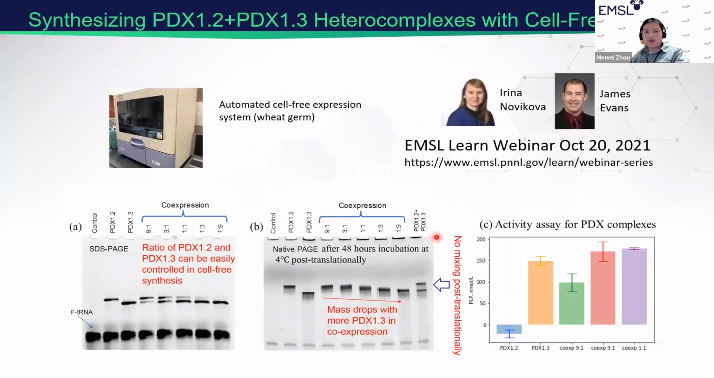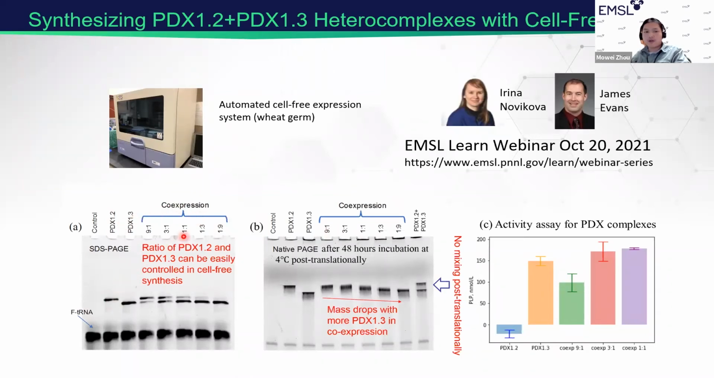So to do this work, if you were at the previous EMSL seminar in October, my cryo-EM colleagues, Irina and James, showed the cell-free expression system that's available in-house at EMSL. And we use this system to express the different proteins, including the homo 1.2 and 1.3 complexes. And those are the denaturing gel and native gel, showing we are able to express those homo proteins, in which we only see one band, which is expected.